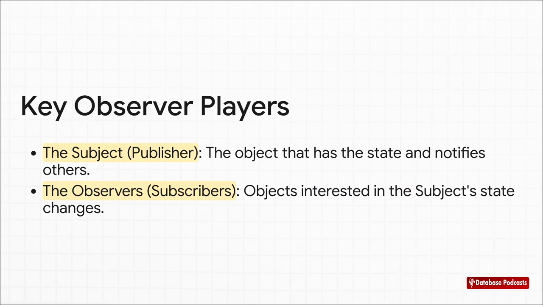So you've got 2 key players here. You have the subject, that's our publisher, the object with the important state, and then you have the observers. Those are all the subscribers who are interested in hearing about any changes. This creates a really clean, one-to-many relationship.